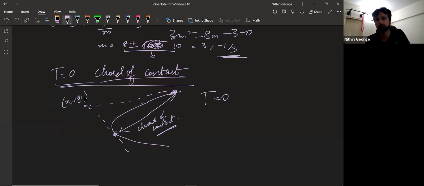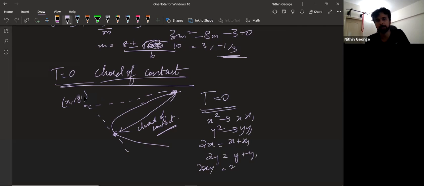Simply put T equal to 0. You understood what the T equal to 0 equation is, right? You replace x square with x x1. You replace y square with y y1. You replace 2x with x plus x1. You replace 2y with y plus y1. And 2xy will be replaced with xy1 plus yx1.